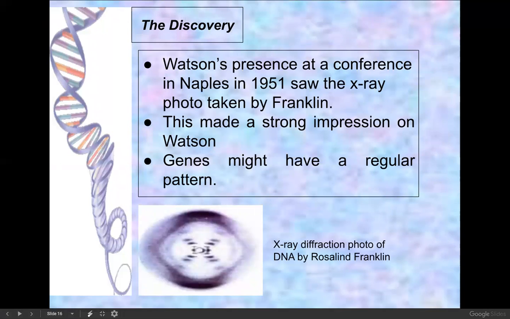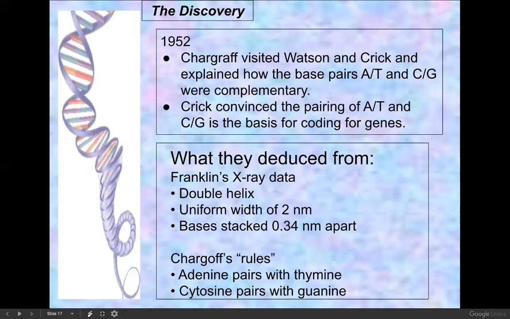All right, so now these two gentlemen, an American and a British physicist, working together over in England. Watson, present at the conference in Naples, saw the X-ray by Franklin. This made a strong impression on Watson. Genes might have a regular pattern. In 1952, Chargaff visited Watson and Crick and explained how the base pairs A and T and C, G were complementary, always found together.